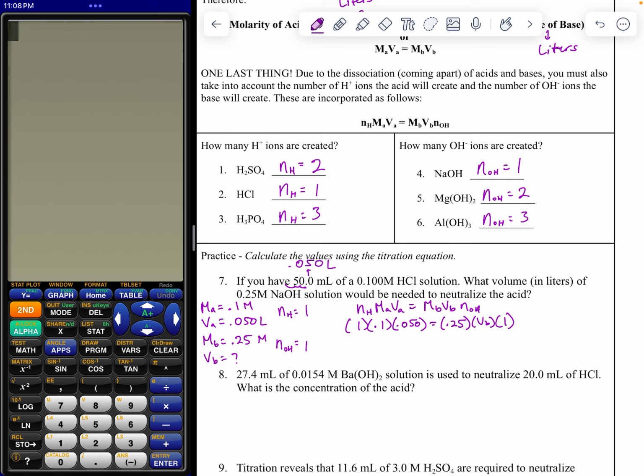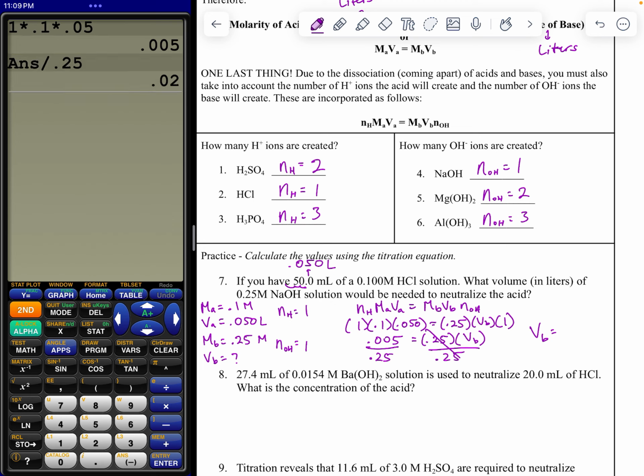So when you are going through your calculations, take 1 times 0.1 times 0.05, and we end up with 0.005 on the acid side. And of course, this is just going to be 0.25 times the volume of the base there. Divide by 0.25 on both sides. And the volume of the base that we end up with is going to be our 0.005 divided by 0.25.